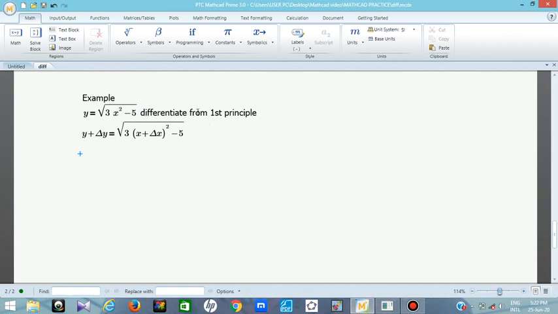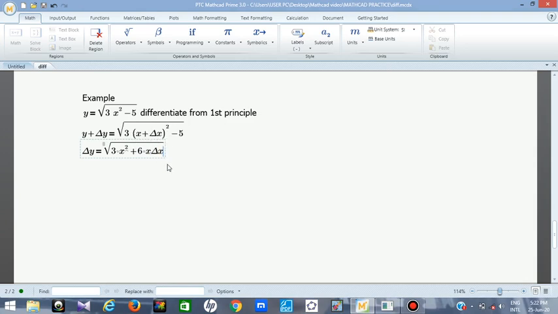Then as we take y to the other side of the expression, let's expand this bracket inside the square root. So delta y will now be equal to the square root. When you expand this bracket, x squared, then you times by 3, so you are going to have 3x squared. That is the first term of the expansion. Then the next term is 2 times x times delta x. Then 2 times 3 will give us 6, plus 6x delta x. That is the next part of the expansion.